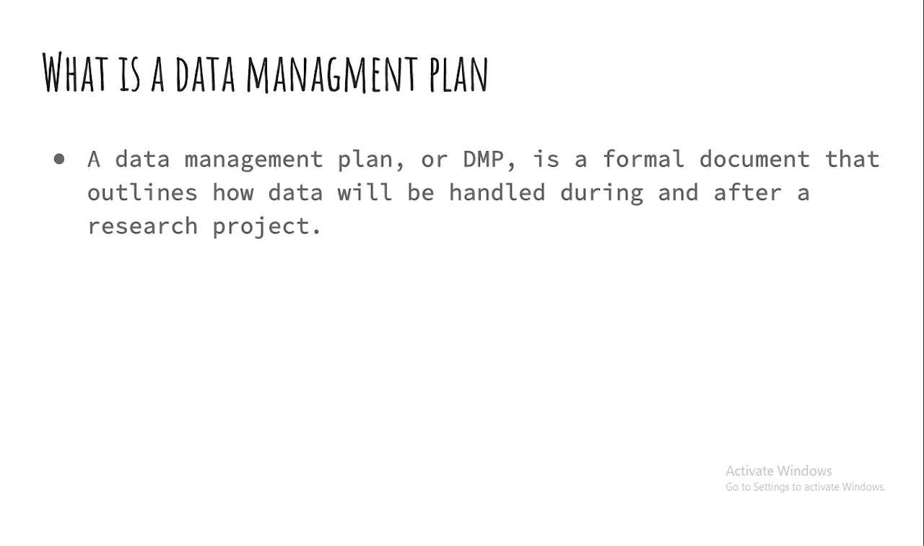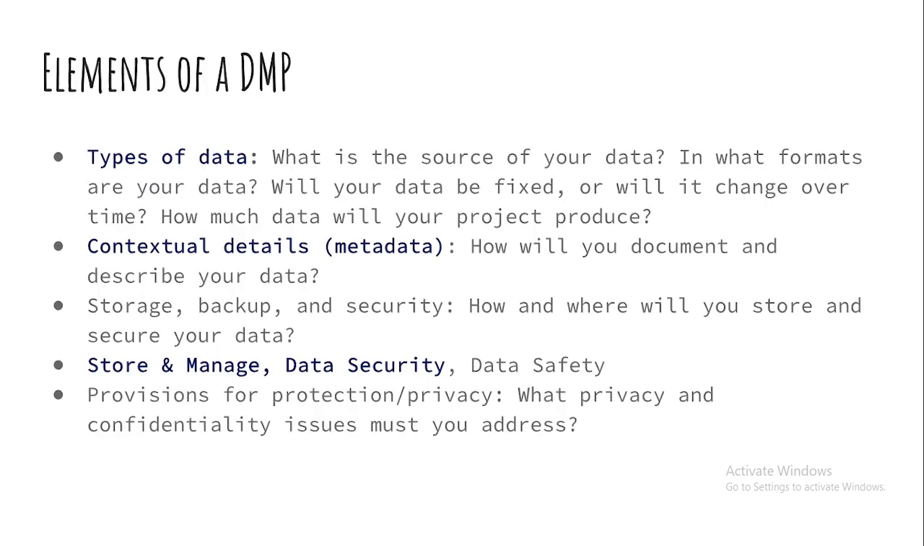So what are the components or elements of a data management plan? One, in your data management plan, you need to include what are the types of data you'll be looking at in your project, or what are your sources of data from your project. This can be both quantitative and qualitative sources of data.